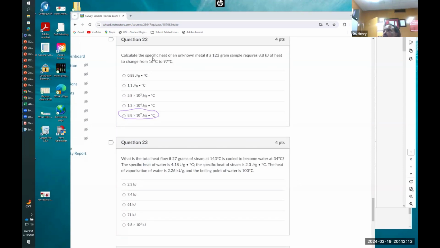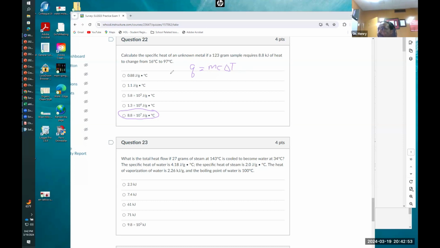Okay, so calculate the specific heat of an unknown metal if a 123 gram sample requires 8.8 kilojoules of heat to change from 16 degrees Celsius to 97 degrees Celsius. So you guys are going to use this equation again. Q equals mcΔT, or Q equals CΔT.